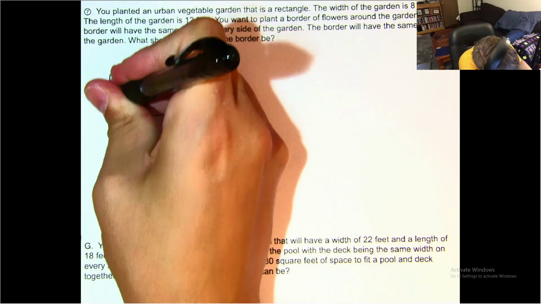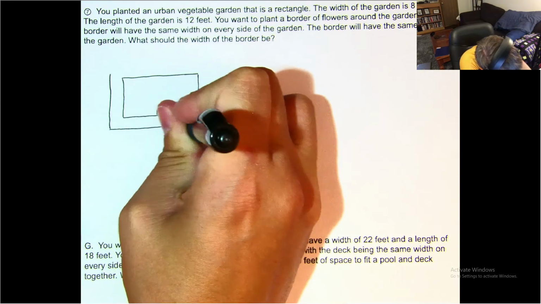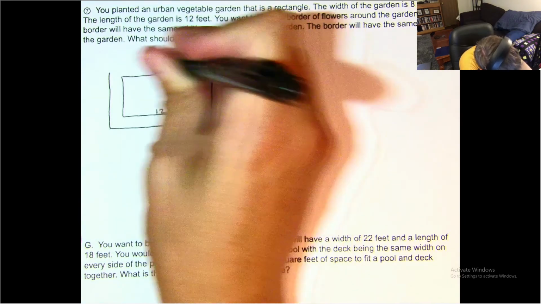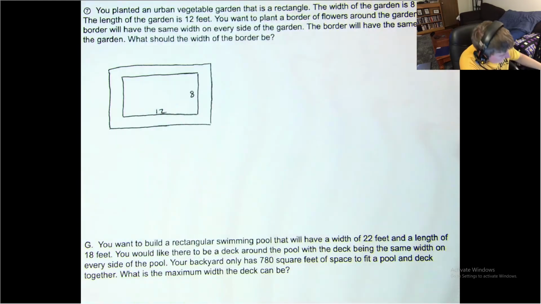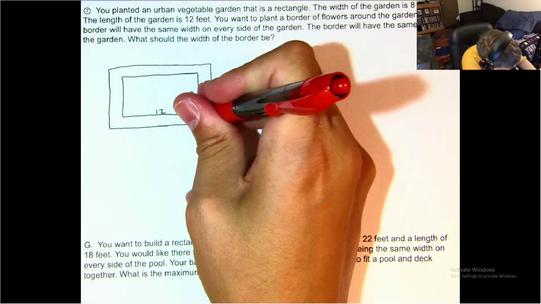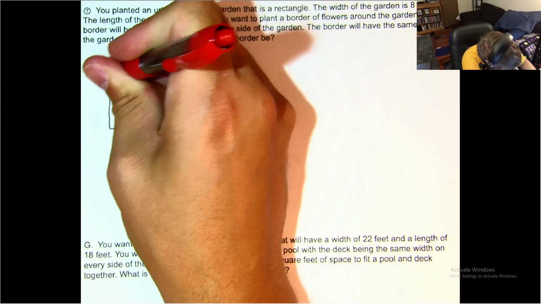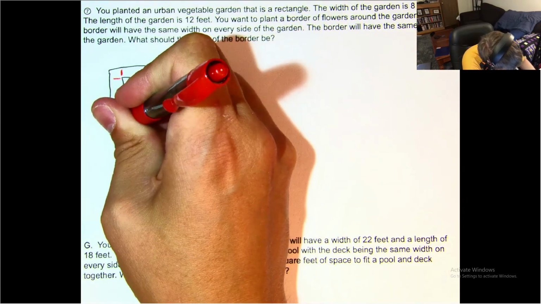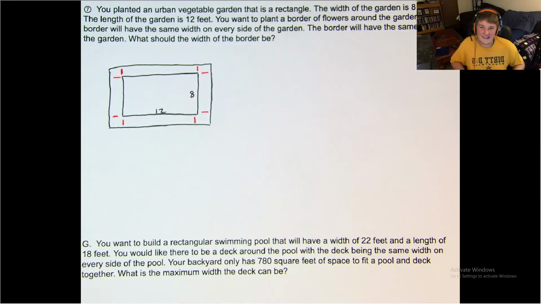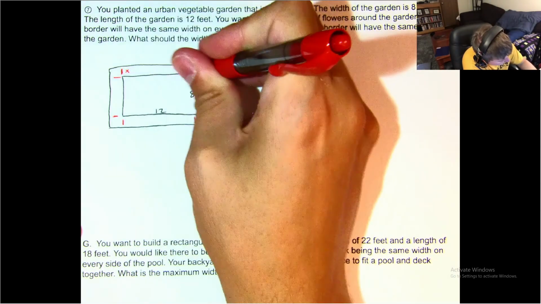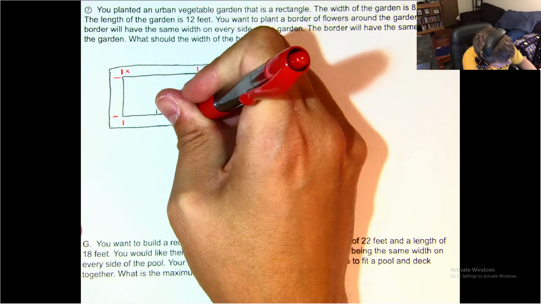So I want to put a little border around this thing. And what they're saying is, I want this width here, this distance that I'm dashing in red. They want all of these to be the exact same length. But we don't know what that length is. So think to yourself, what would be the best thing to represent what we don't know? A variable. So a variable here would be like x. All these are going to be little length x, little red lines.